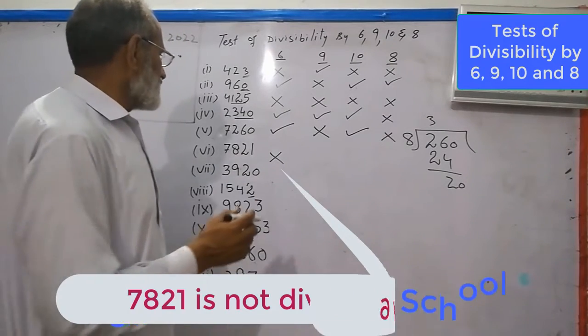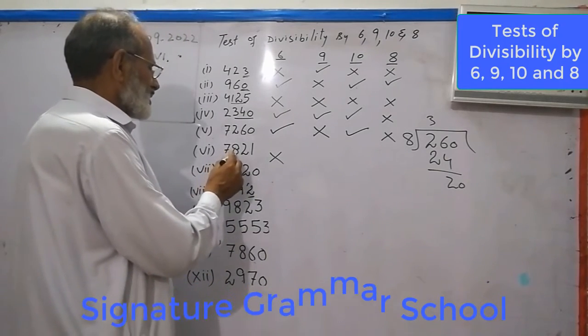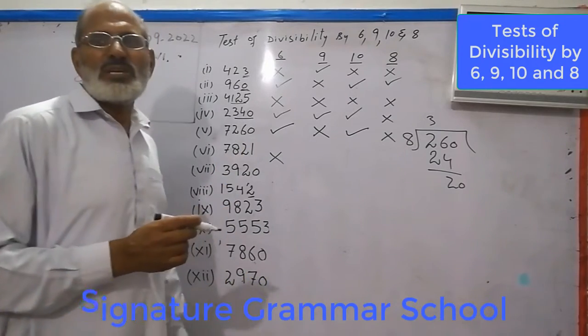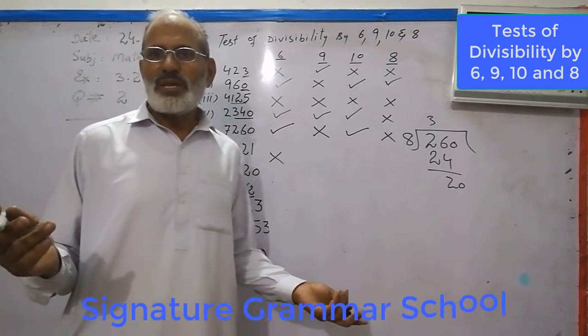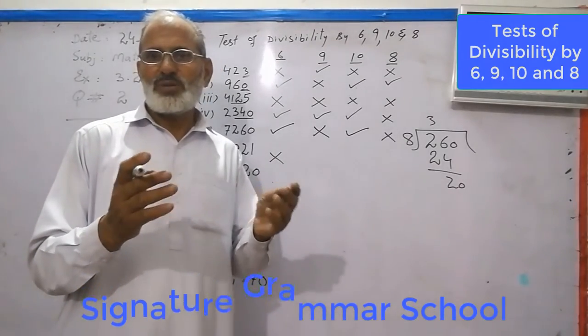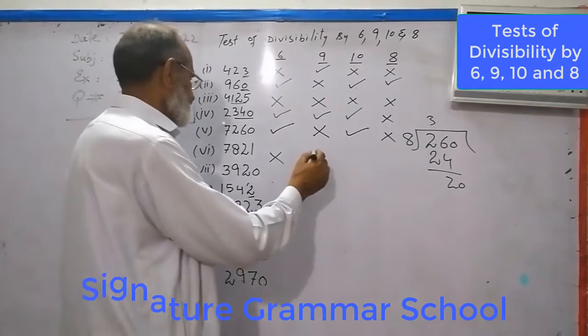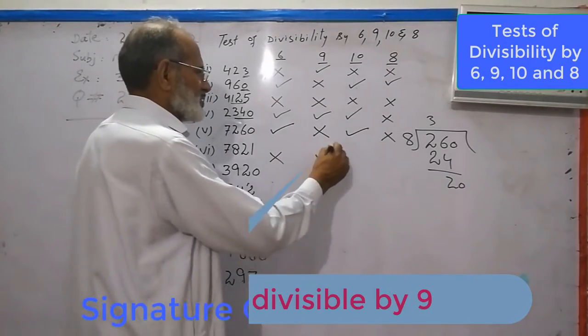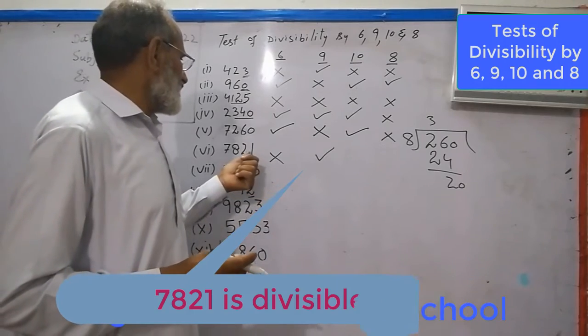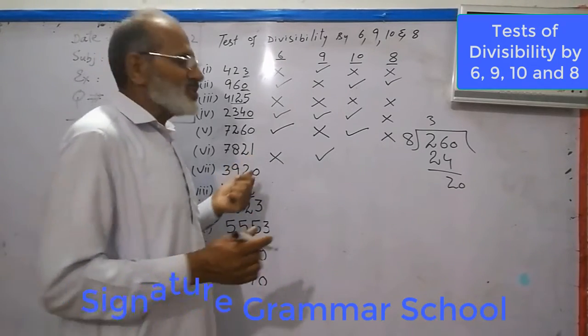And for 9, I am taking the sum total of, here it becomes 15, because 7 plus 8, 15, 16, 17, and 18. 18, 9 twos are 18. So the sum total of the digits comes in the table of 9, 9 twos are 18. Therefore, this value 7,821 is divisible by 9, but it is not divisible by 10 because here it's 1, it's not 0.